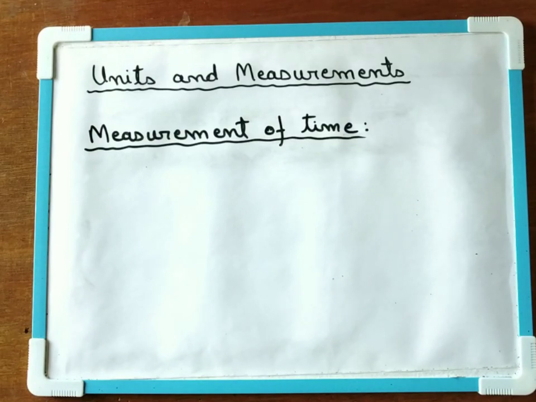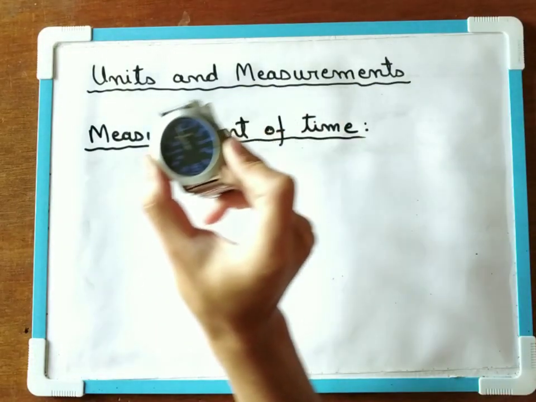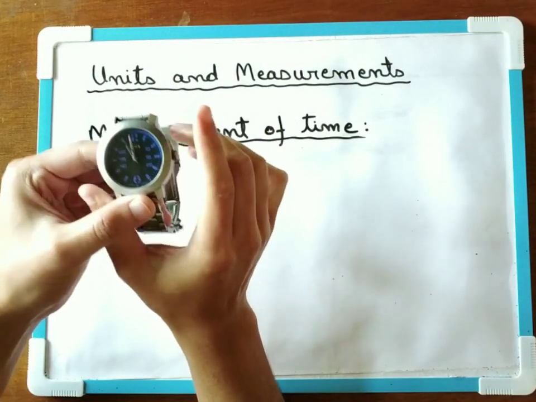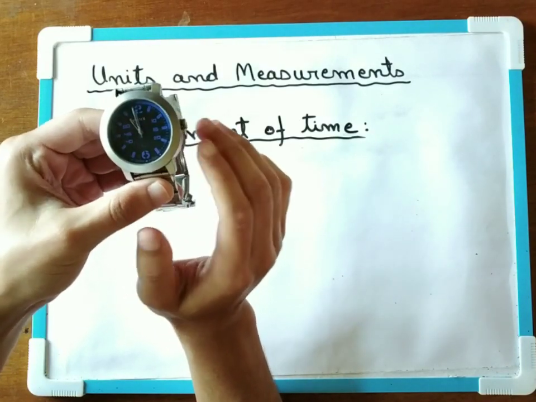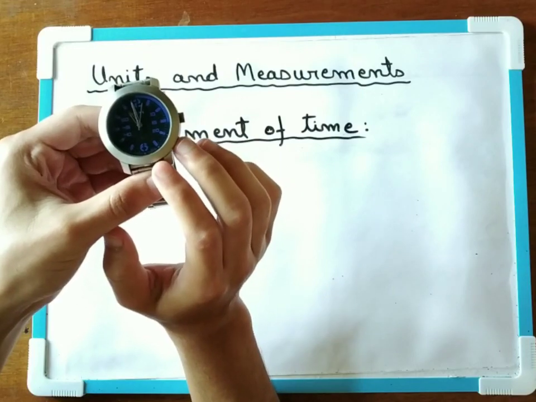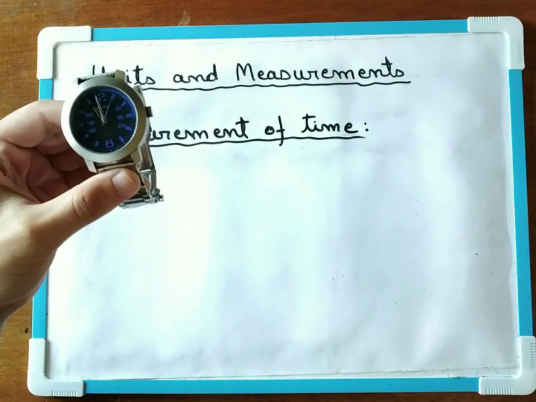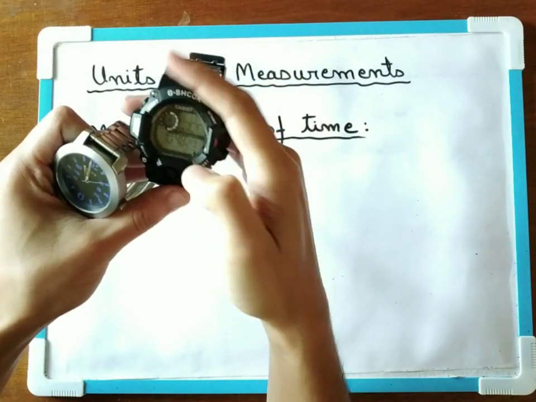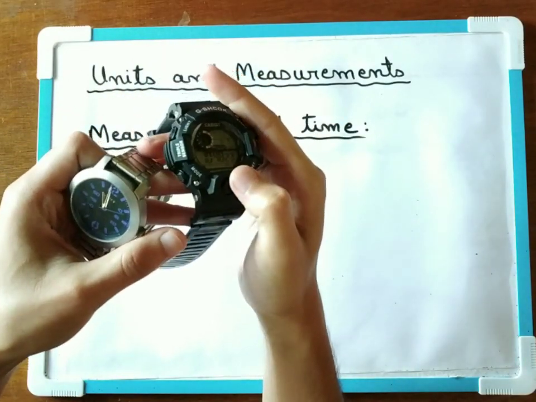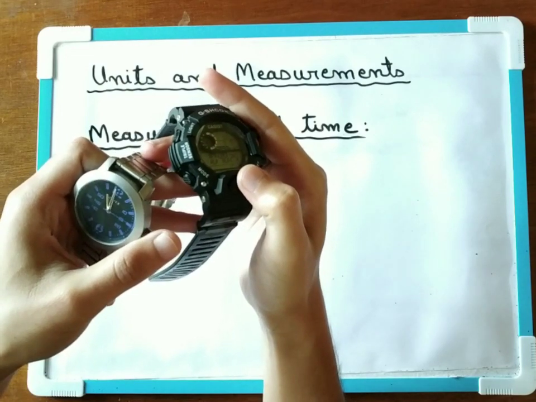Now what is the SI unit of time? The SI unit of time is second. And how do we measure time? To measure any time interval, we simply need a clock. For example, my watch here, I can use this watch to measure a time interval between any time. So this is an analog watch. I can also use a digital watch. This is my digital watch, and I can use this also to measure the time interval.